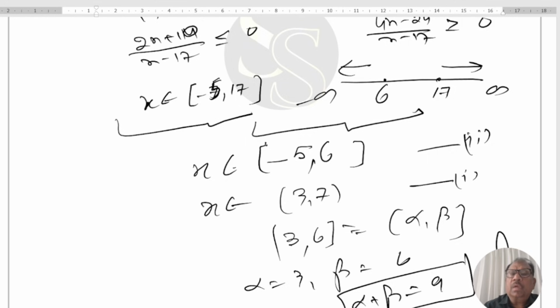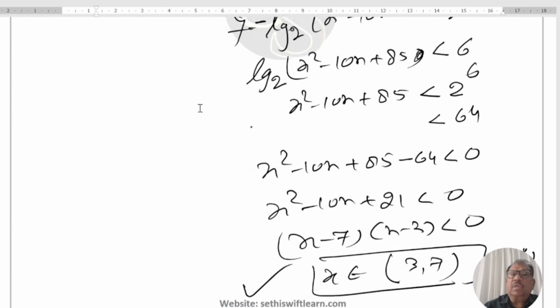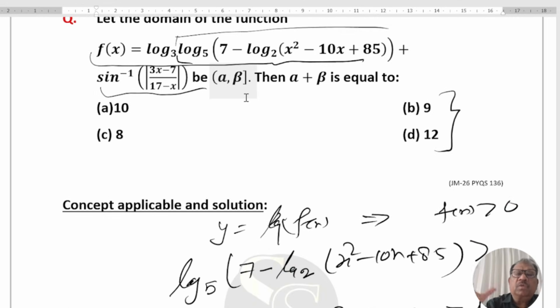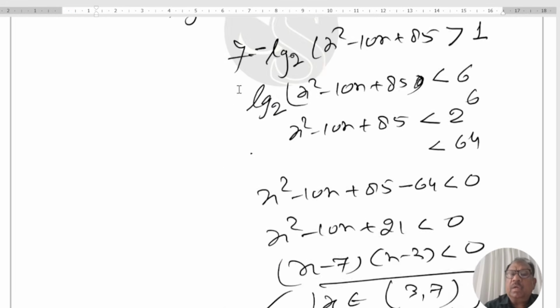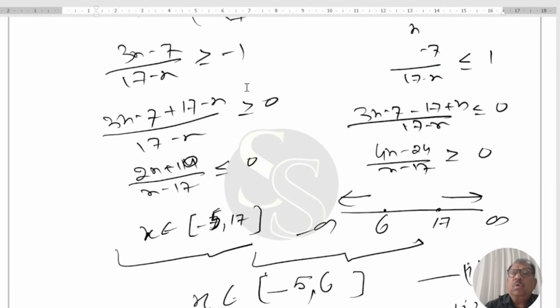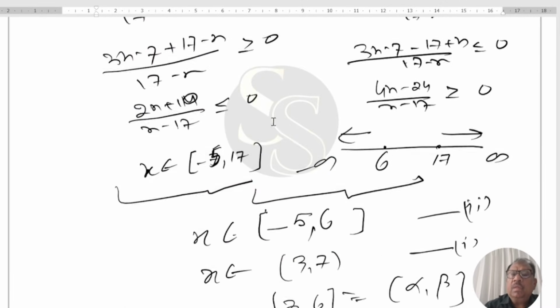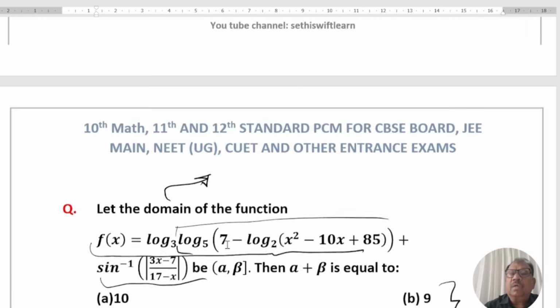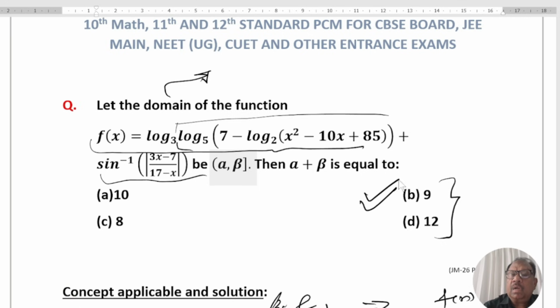That is our answer. Again repeating the concept: here two functions are given to you, one is the log function, one is the sine inverse function. Log is defined only for positive real numbers, so that should be greater than 0, and we simplified it. The domain of sine inverse x is the closed interval minus 1 to 1. Simplifying that, two answers came out. After concluding, we took what is common in 1 and 2, and our answer is alpha plus beta equal to 9. Let's check the answer. B is the correct option.